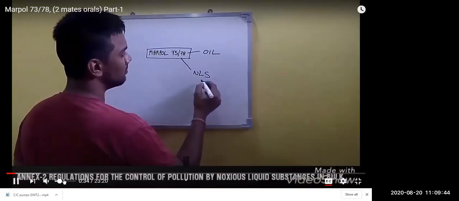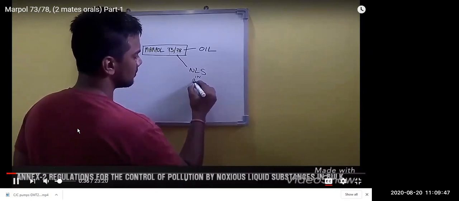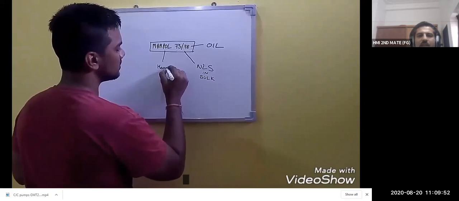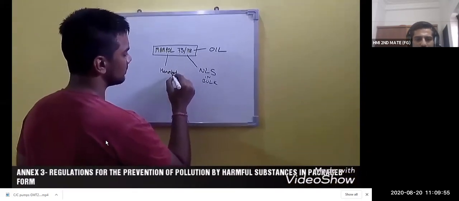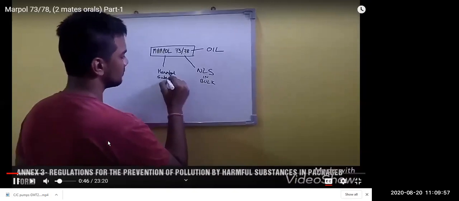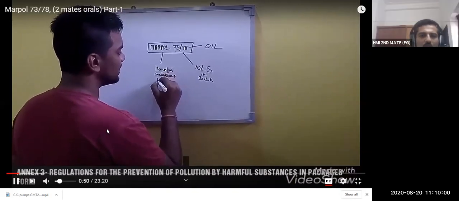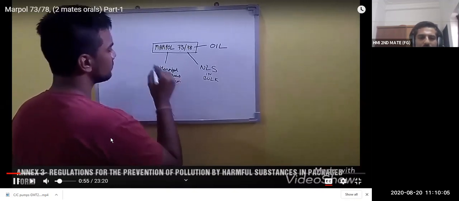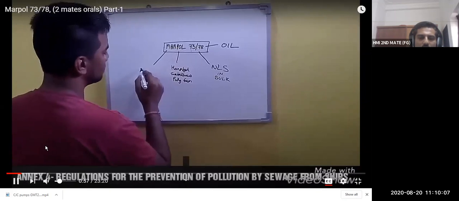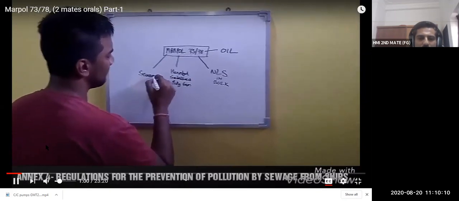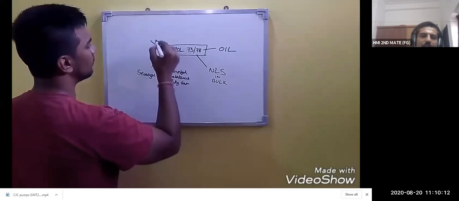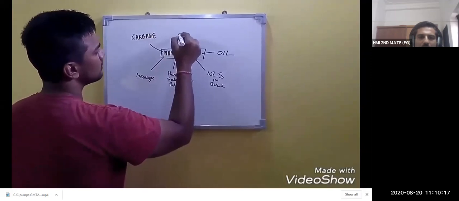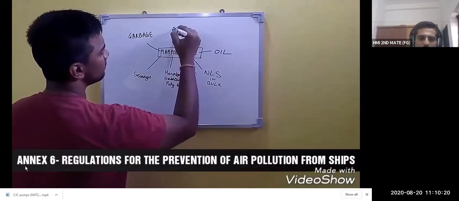We have 6 annexes in MARPOL. Annex 1 is for oil, Annex 2 is for NLS, noxious liquid substances, chemicals. Annex 3 is for harmful substances, that is IMDG cargo, dangerous cargo, but these are in packaged form, like in containers. Then Annex 4 is for prevention of pollution by sewage. Annex 5 is to prevent garbage pollution from ships. And Annex 6 is about air pollution from ships.